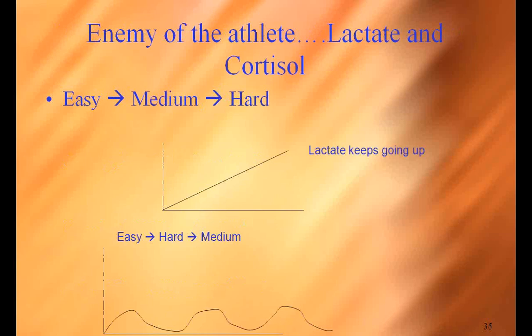So the enemy of the athlete is something called lactate and cortisol. And if you look at that first top graph here, when we've got workouts and you stagger them, where you start out with an easy workout and then build up to a medium and then build up to a hard, you create that first graph where lactate levels are actually growing at an incline.